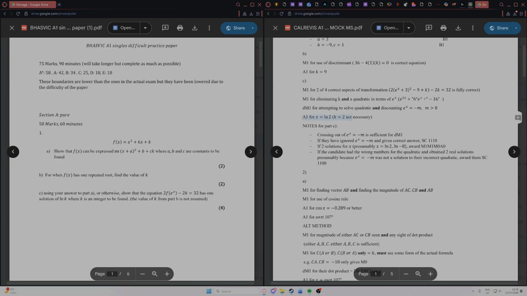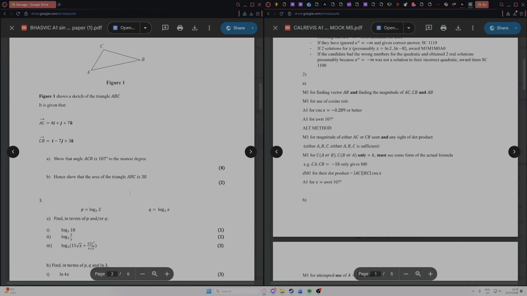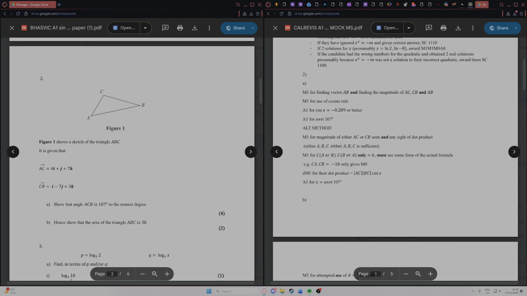And sorry, you end up with e to the x equals 2, x equals ln 2. Right, next question, we've got a vector question. Here you can either use, this is the method that I would expect most of you to be using, cosine rule. If anyone I know is watching this, you might have been taught the dot product, which is this mark scheme here.